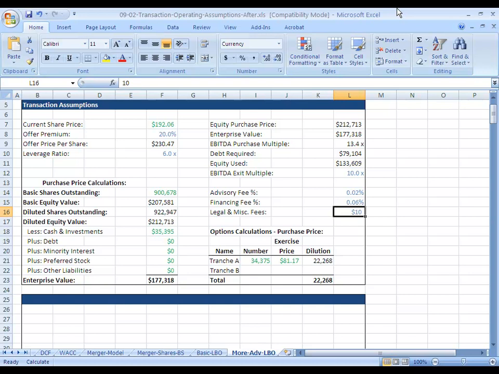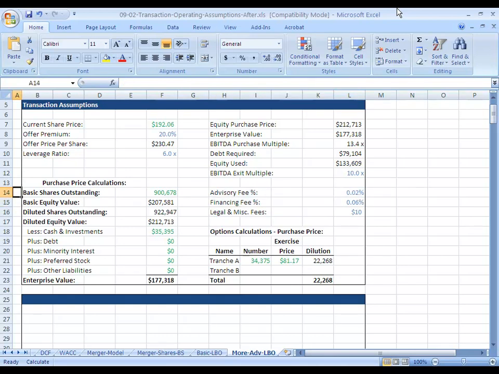So I've just said 10 million for the legal and miscellaneous fees number. For this one, again, you'd have to go to law firms that you're working with or other advisors and see how much it would actually cost. But that's typically how you set up this assumption. You pick an absolute number for the legal and miscellaneous fees, and then you make the advisory and financing fees a percentage of the deal value or the debt value.